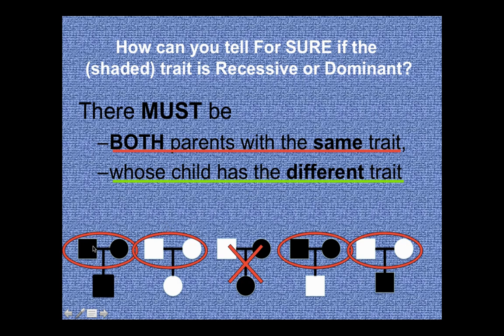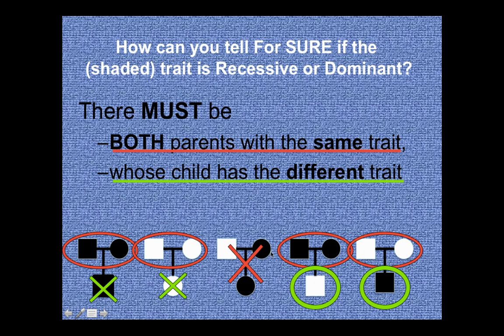So here's two of the same. They have a kid who is the same as them, so that doesn't work. Two of the same, having a same kid. No, this one didn't work already. Let's go to the fourth one here. Two shaded parents have an unshaded baby. That works. And here, two unshaded parents have a different baby. There's a shaded one.